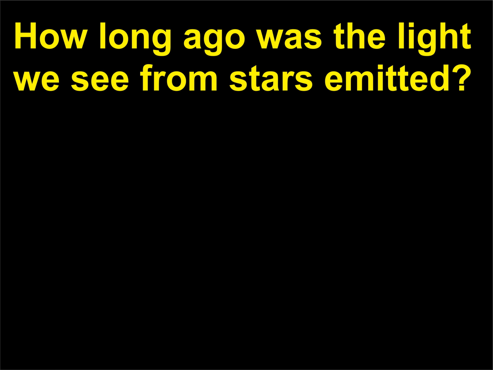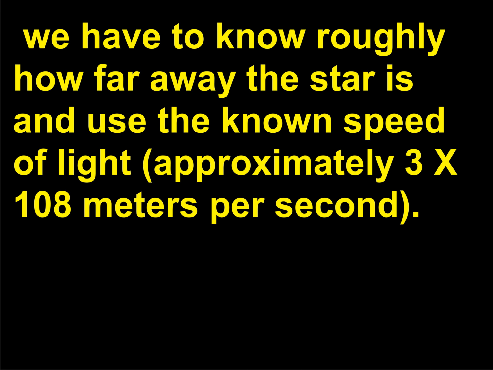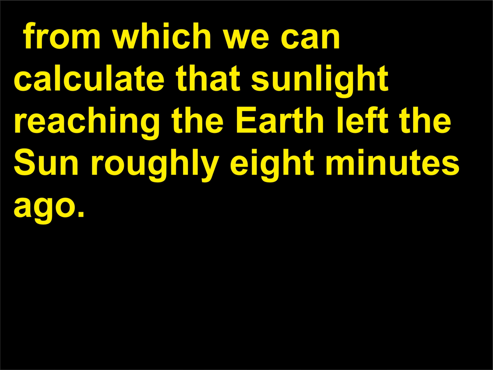How long ago was the light we see from stars emitted? To figure out how long ago the light we see from stars was emitted, we have to know roughly how far away the star is and use the known speed of light, approximately 3 × 10^8 meters per second. The Sun is roughly 150 million kilometers from the Earth, from which we can calculate that sunlight reaching the Earth left the Sun roughly 8 minutes ago.